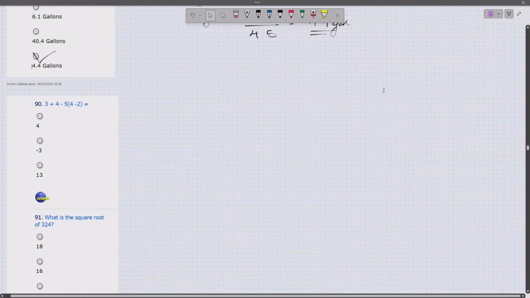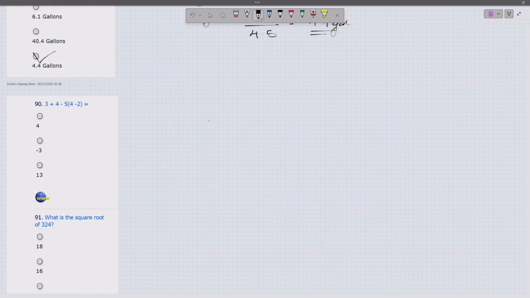Three plus 4 minus 5 into 4 minus 2. It's quite simple. 3 plus 4 minus 5 into 4 minus 2 is 2. That will be 3 plus 4 minus 10. That will be 7 minus 10 equals minus 3.